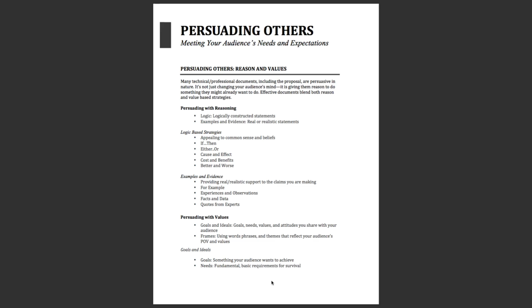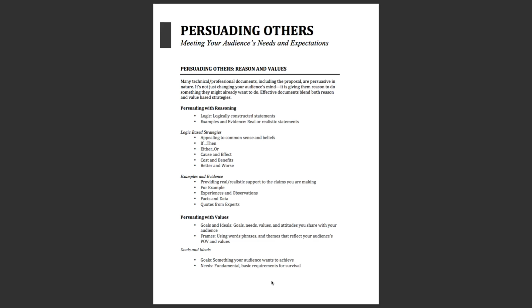Another way you can go about persuading using reasoning is using examples and evidence. So this is the facts and data, numbers, anything like that, that usually people associate with being truthful. This is providing real and realistic support to the claims you are making, where you are using facts and data that you may have pulled from other outside resources. Maybe you're quoting some experts in the field that you interviewed through email or in person.